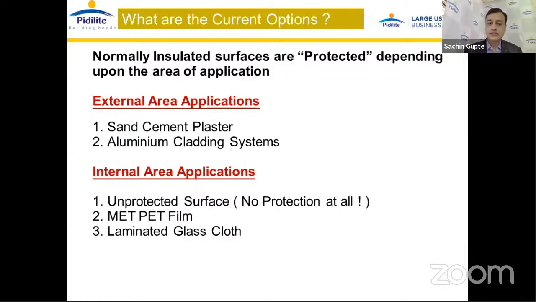For internal areas, as high as around 70% of the sites do not come with any protections. The second, which is more popular, is the METPET films or the AluPET films, which look like a silvery finish, laminated on the insulation surfaces. And the latest one is the laminated glass cloths. So 2 different types of areas and 5 different types of solutions. We'll take a quick look at whether these are really effective or not.